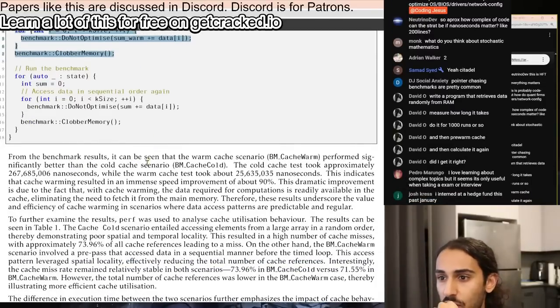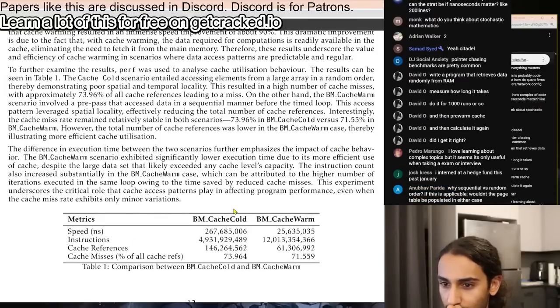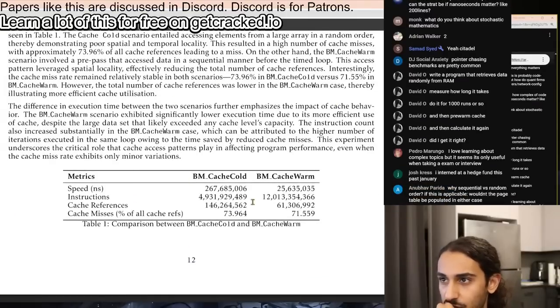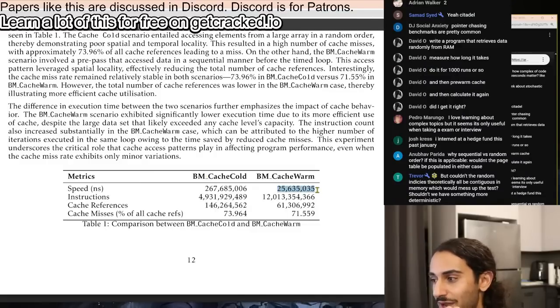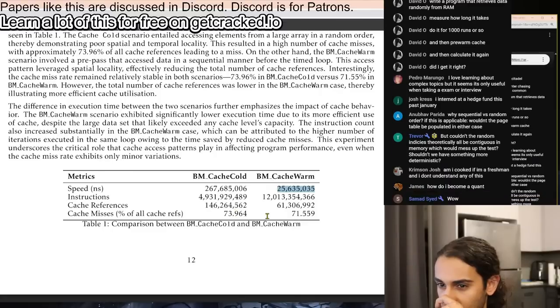From the benchmark results, it can be seen that the warm cache scenario, let's just look at the benchmark here, because it describes it here. So a warm cache is over 90% faster. Warm cache is 90% faster. That's a massive speed up.